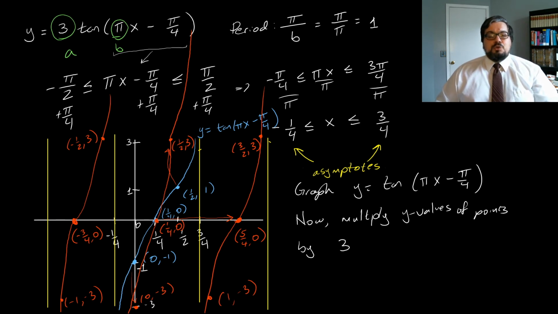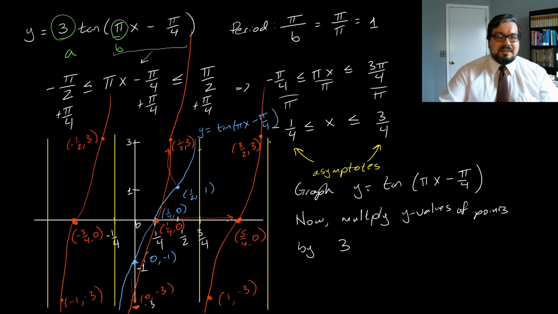Okay, so to work on cotangent, we're going to do essentially the same process. The difference is that we're going to start with a different graph. We're going to start with the graph of cotangent rather than the graph of tangent. So let's look at the graph of y equals cotangent of x. And remember that cotangent is equal to cosine x over sine x.